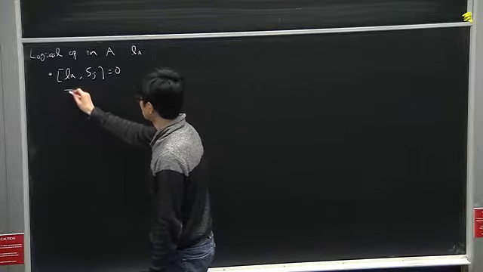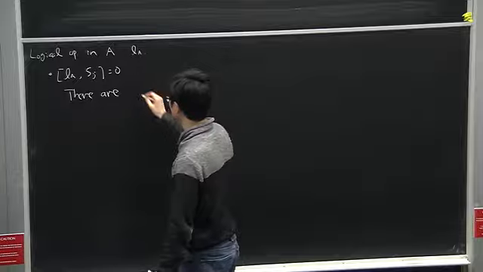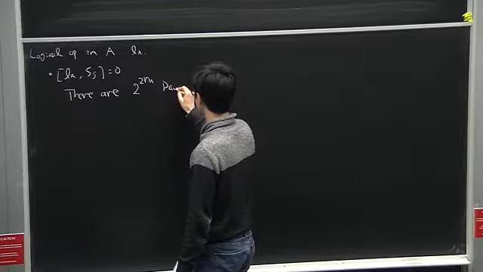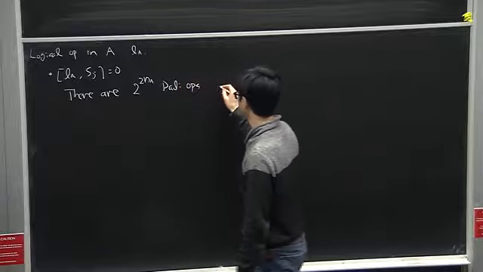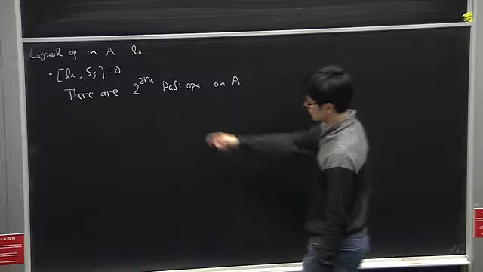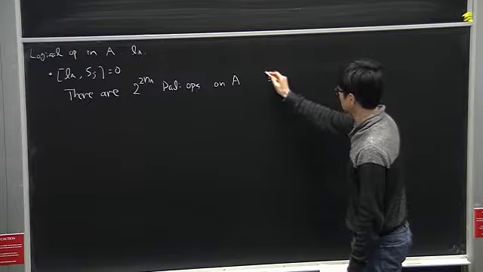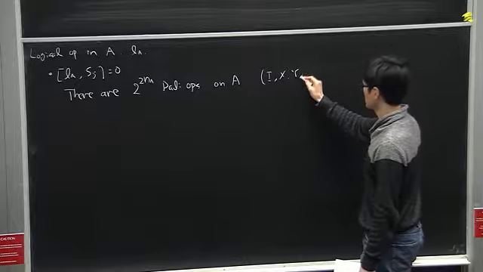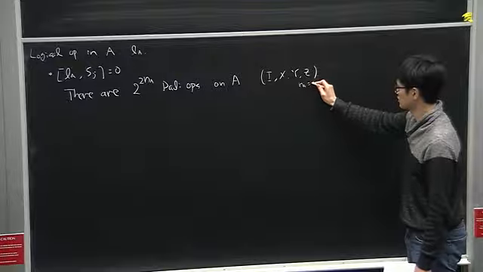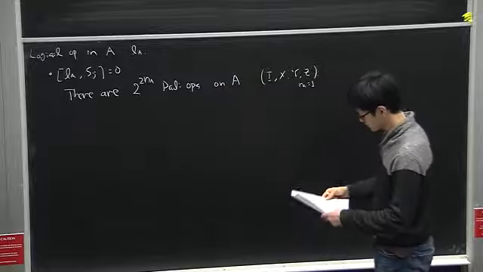So there are in total 2 to the 2 NA Pauli operators on A, right? And the reason why we have 2 NA is because, well, for a single qubit, these are all the Pauli operators. So this is the case with NA equals to 1. So it must be 4 to the NA, so that's the reason.